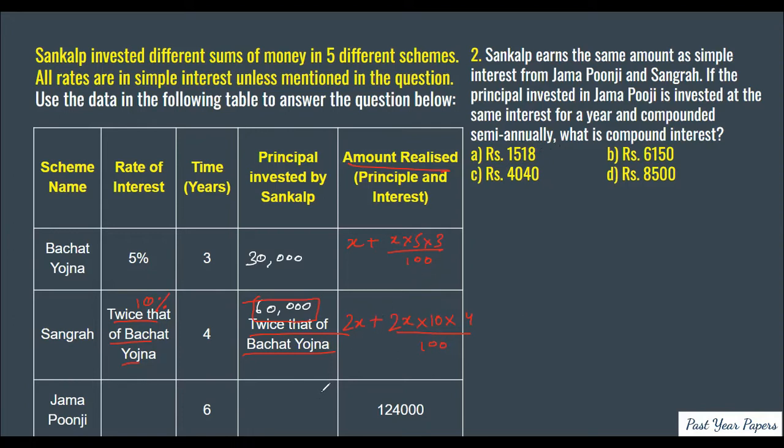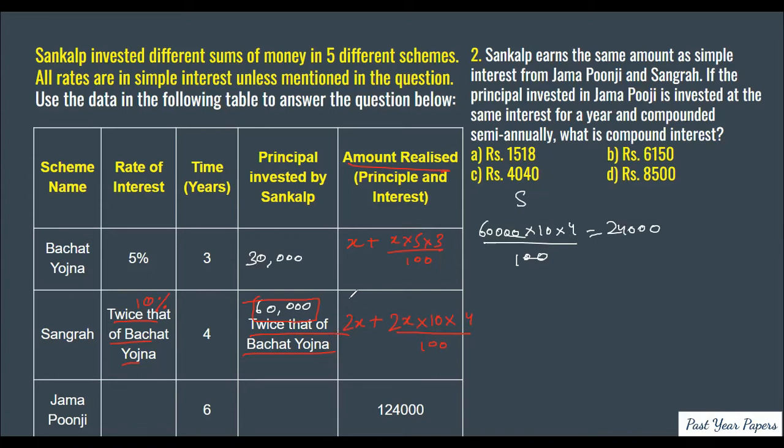Now Jama Punji is also involved in the question. To solve the question, first of all, we need to find simple interest of Jama Punji and Sangraha. We can find the simple interest for Sangraha. Sangraha's simple interest will be 60,000 is the principal, R is 10, T is 4 upon 100. If I solve this, what I will get? I will get 24,000.